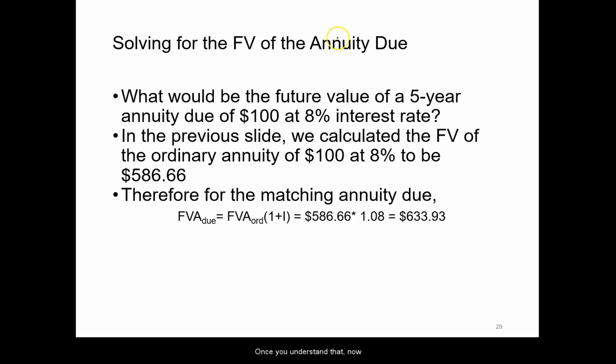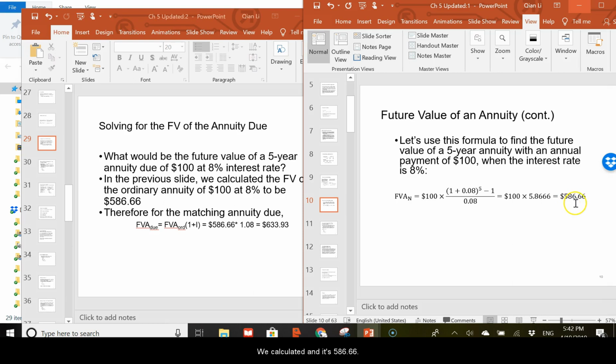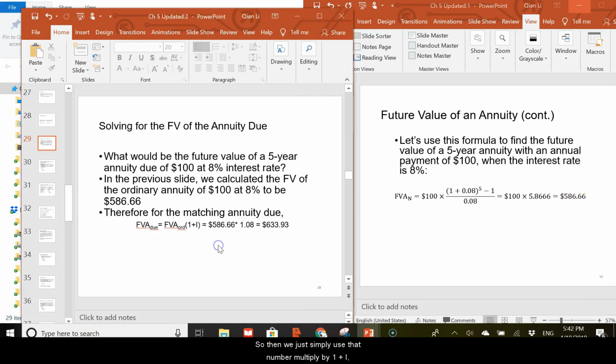Once you understand that, now in this question, what is the future value of a 5-year annuity due if each payment is 100 and the interest rate is 8% per year? We did calculate the future value of this ordinary annuity of 5 payments, each payment being 100 at 8%. We calculated and it's 586.66. So then we just simply use that number multiplied by 1 plus i, being the 8% interest rate, to get $633.93 as the future value of the matching annuity due.